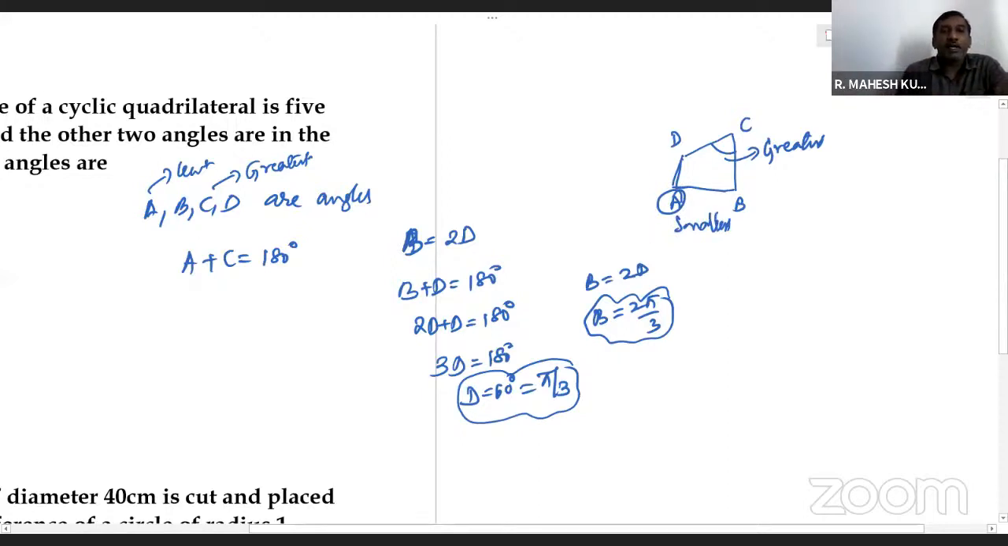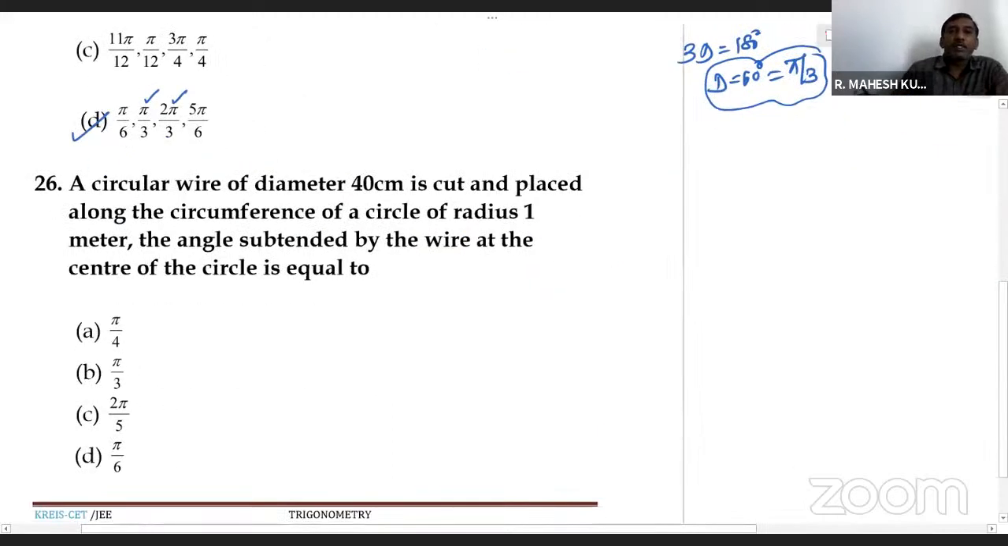Now let's come to the 26th question. A circular wire of diameter 40 centimeter, right? You are having a circular wire of diameter 40 centimeter. What is the diameter? D is 40 centimeter. So the radius is going to be 20 centimeter. The radius of this is going to be 20 centimeter.